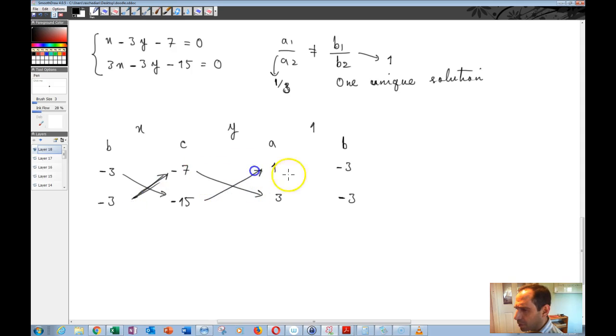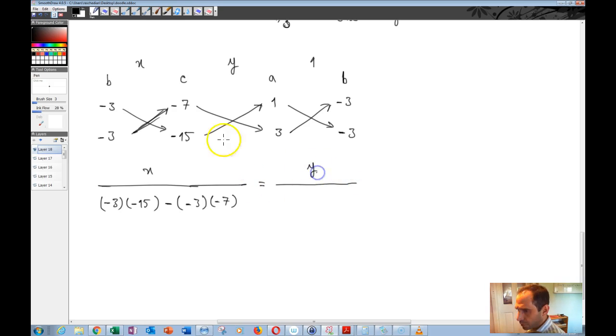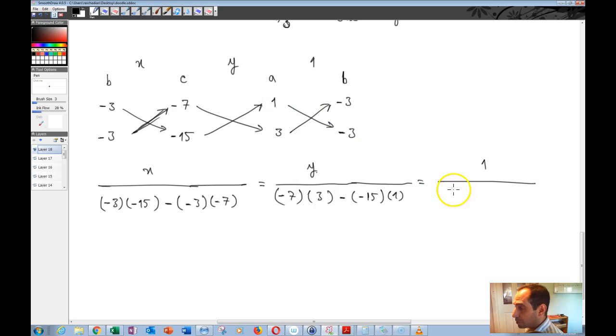And then if you do the cross multiplication, you will basically have something like this. So you can write this as x over negative 3 times negative 15 minus negative 3 times negative 7, that is equal to y over negative 7 times 3 minus negative 15 times 1, and that is equal to 1 over 1 times negative 3 minus 3 times negative 3.